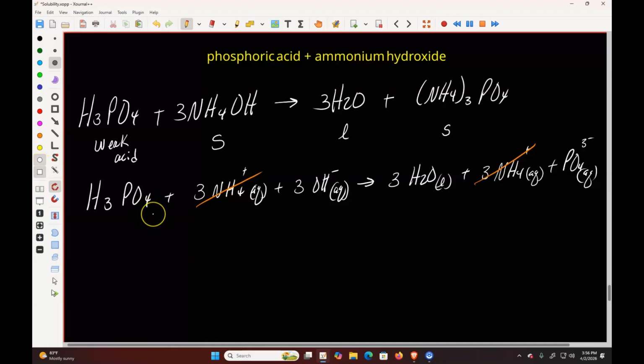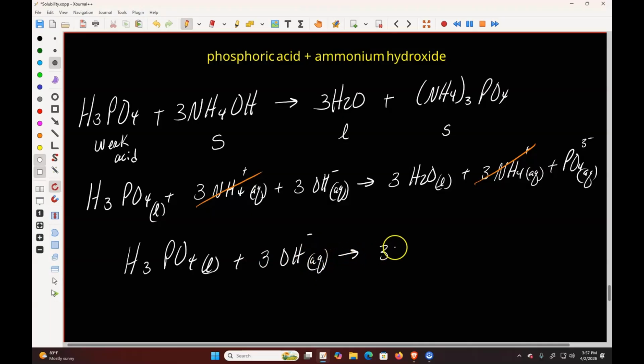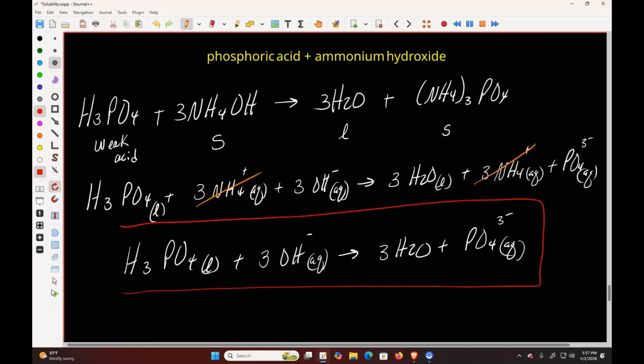So I need to put liquid here. Forgot to put that. All right, so it's going to be H3PO4 liquid plus 3 aqueous hydroxides to produce 3 waters plus a phosphate. So that will be the net ionic equation for this example.